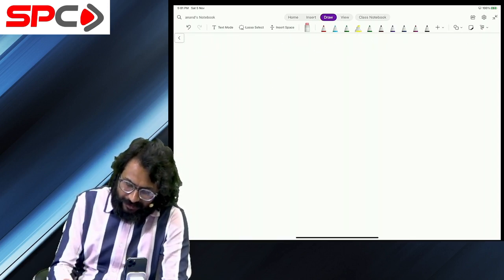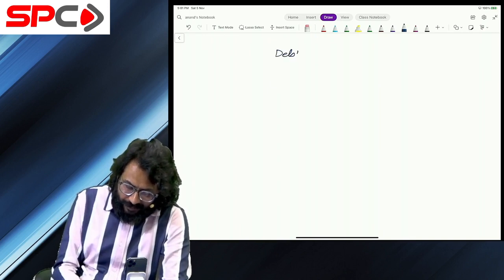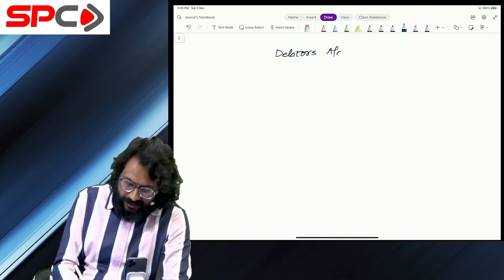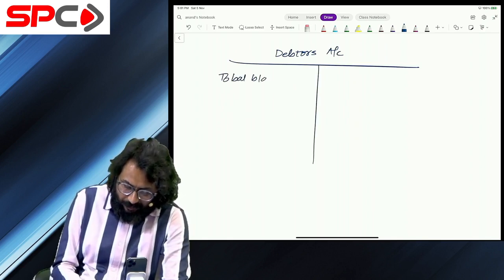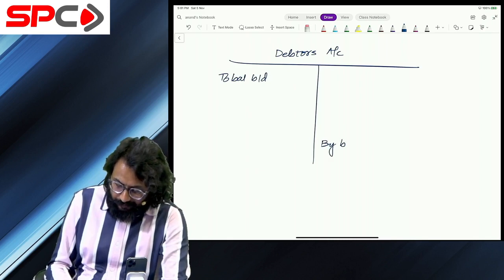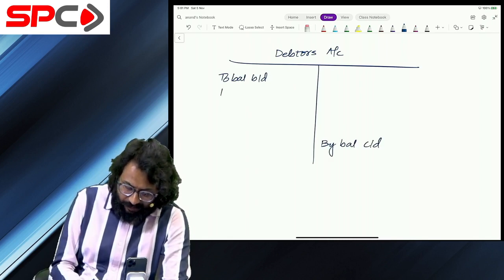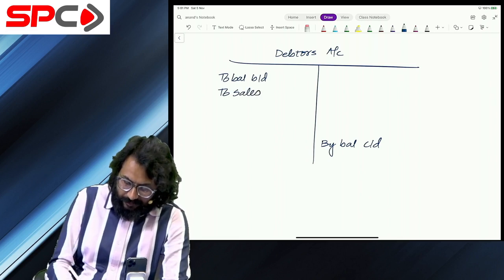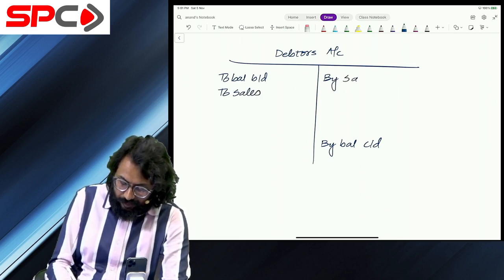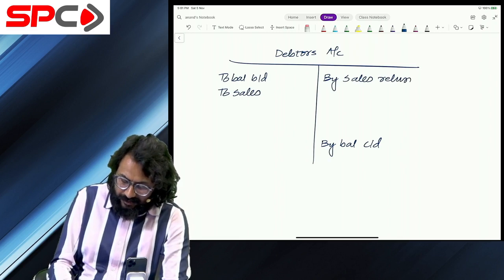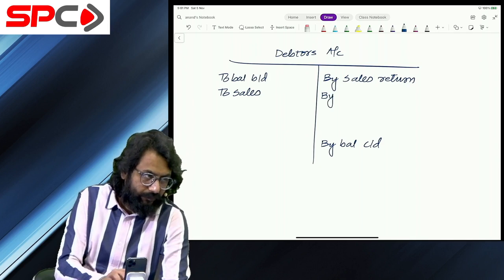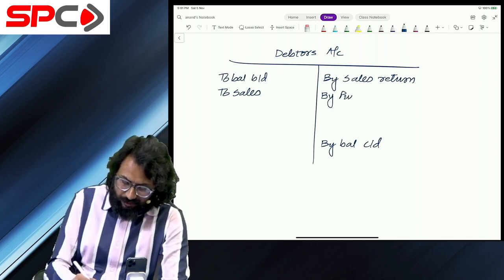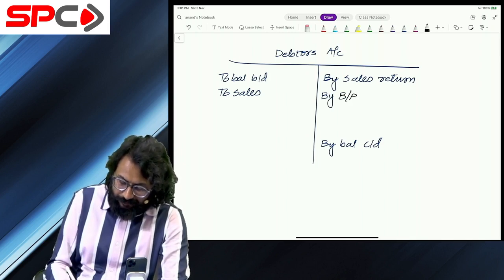Now let me explain how you create a debtors account. So debtors has got which balance? Debit balance. Okay. So I am just creating a debtors account for you. Can I not say to balance brought down and by balance carried down? And then can I not say to sales, by sales return? So when I sell the goods, I debit it. Then when there is a sales return, I credit it. Then I say buy purchases. Sorry, can I not call it as buy bills receivable?